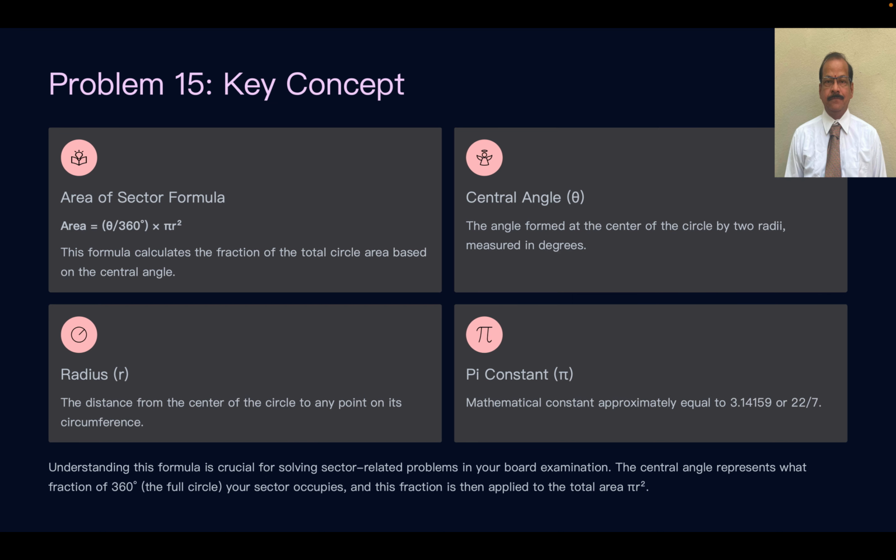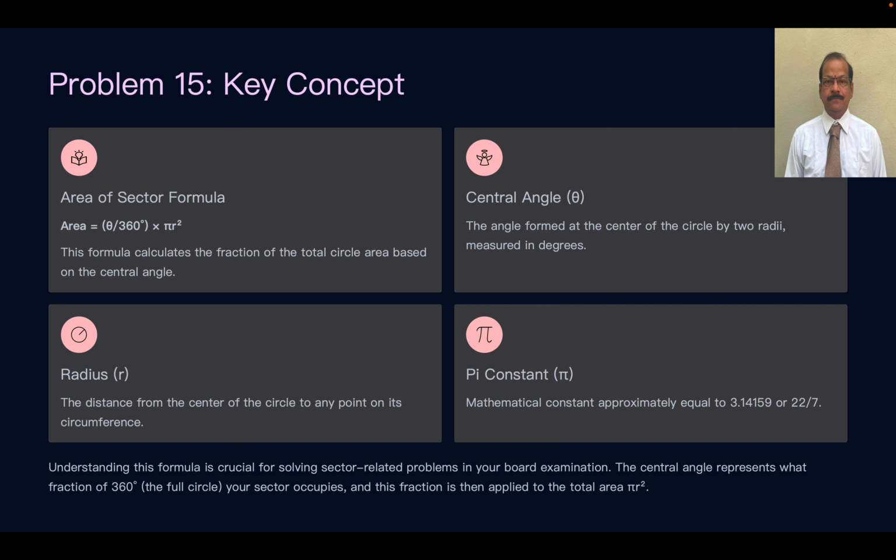Area of a sector formula: area equal to theta by 360 into pi r square. Theta in this case is 72 degrees, that we have to take. The central angle is theta, which lies between those two radii lines giving the sector.